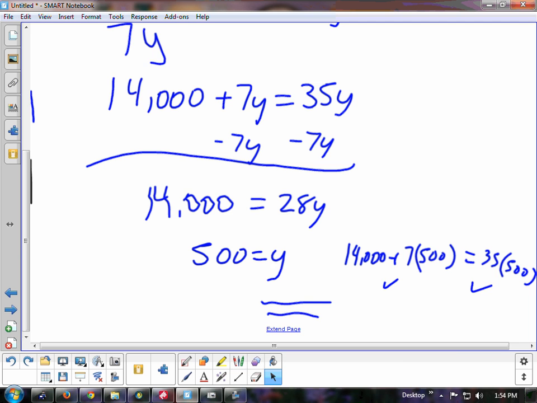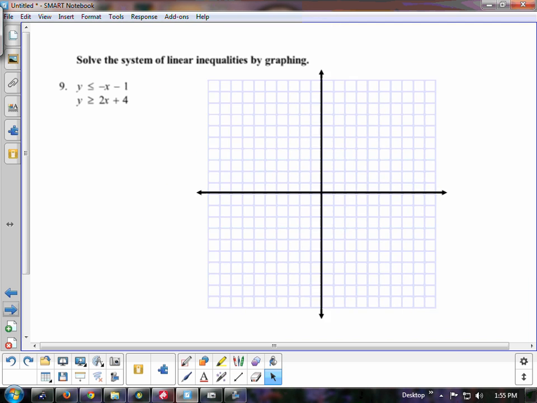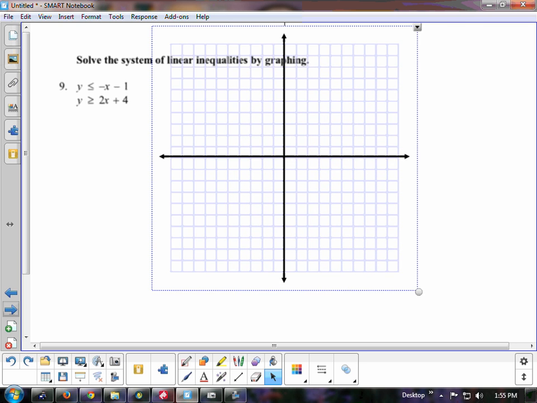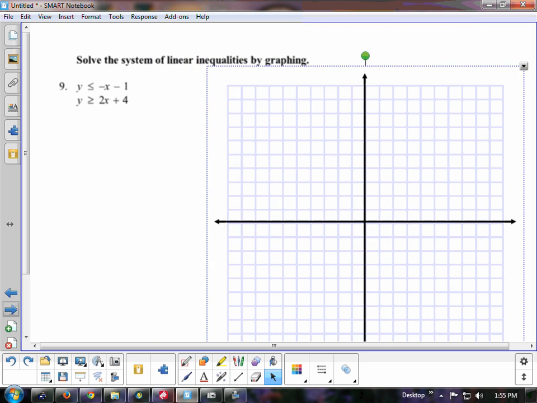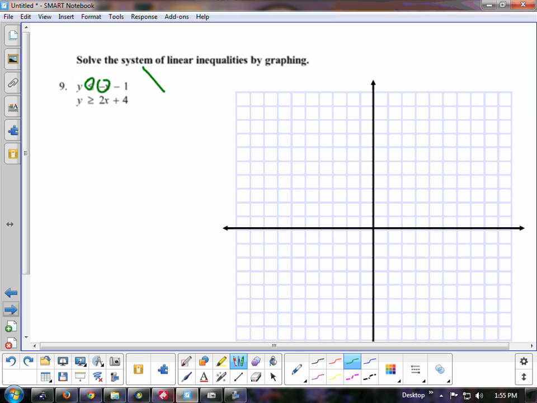The final question is graphing a system of linear inequalities. It is in y equals mx plus b form. Please beware of the sign. This is going to be a solid line. It's solid because of that. It's a negative slope, so it's going downhill because of that. That's that one there. The other line is going to be a solid also, but it's going to have a positive slope to it.